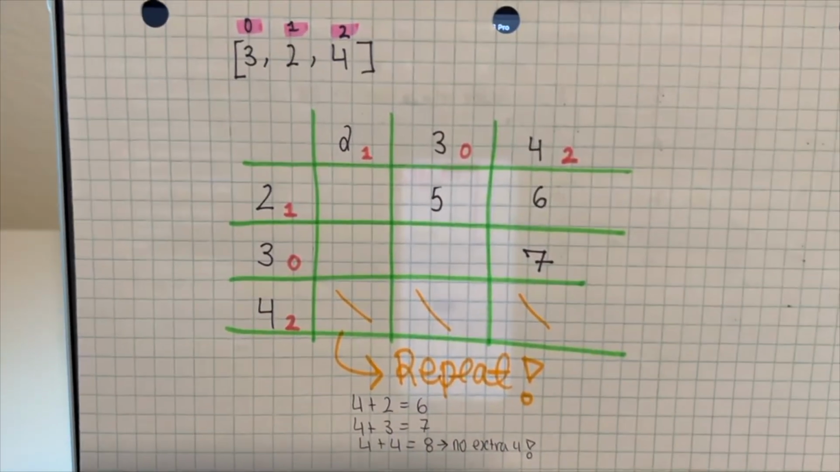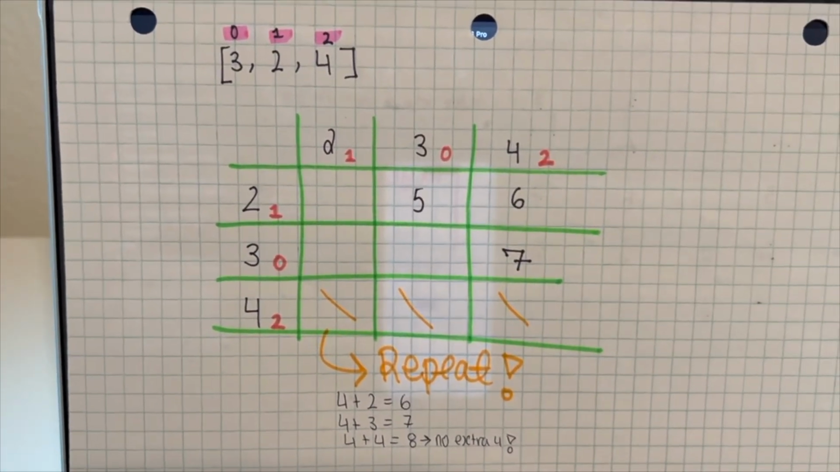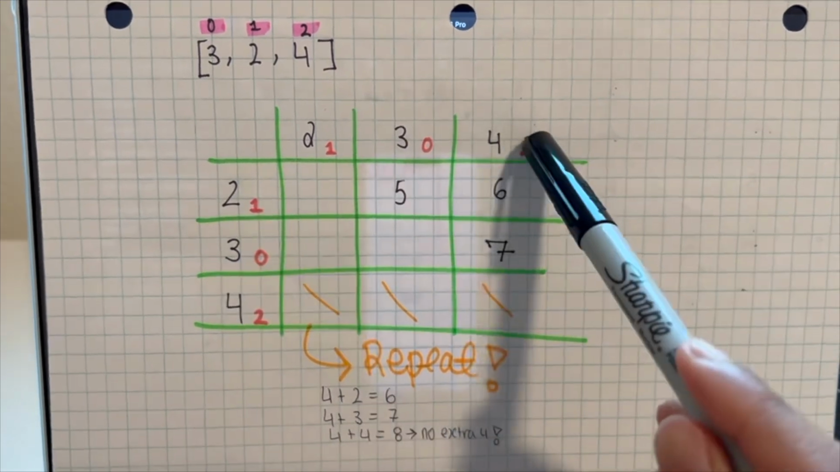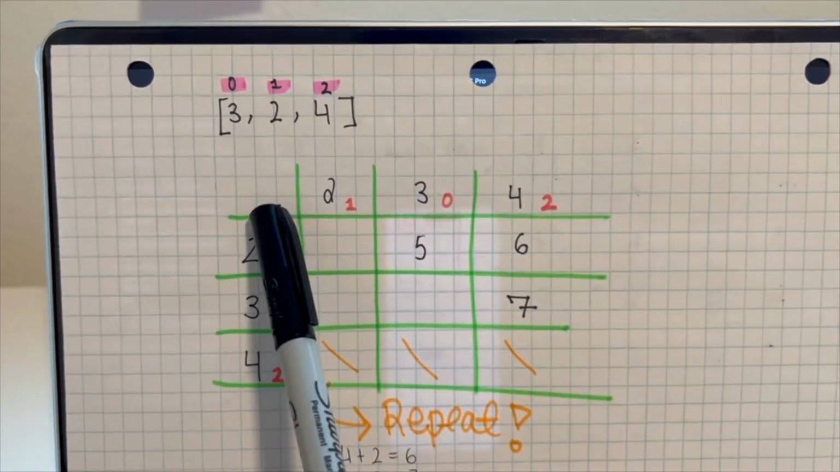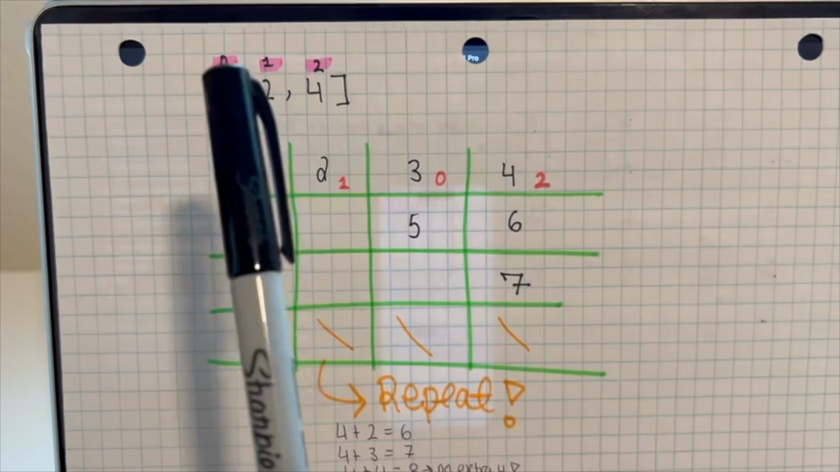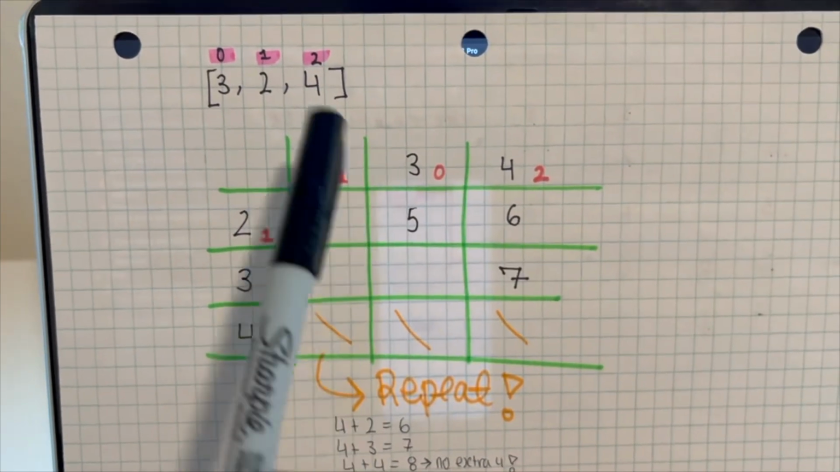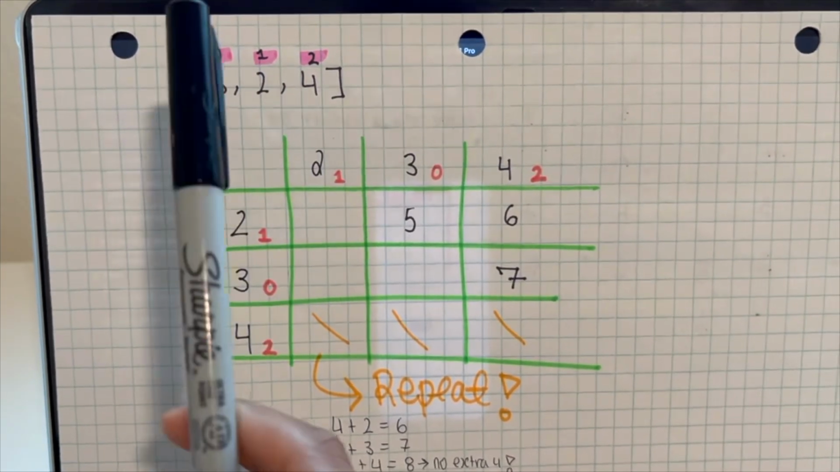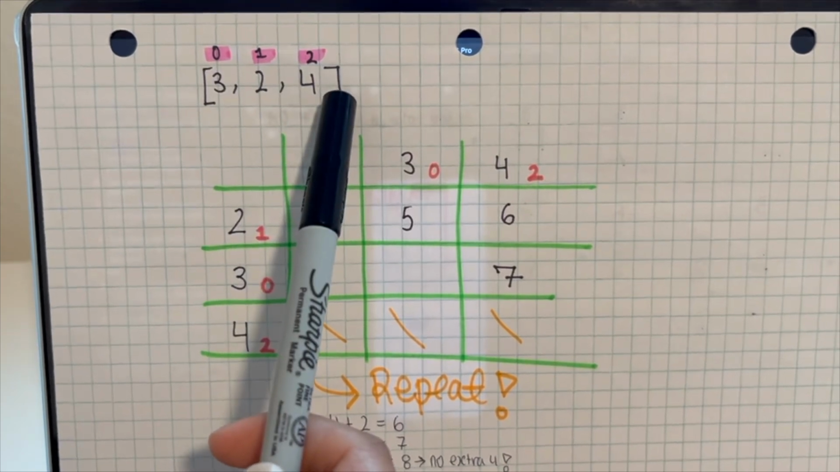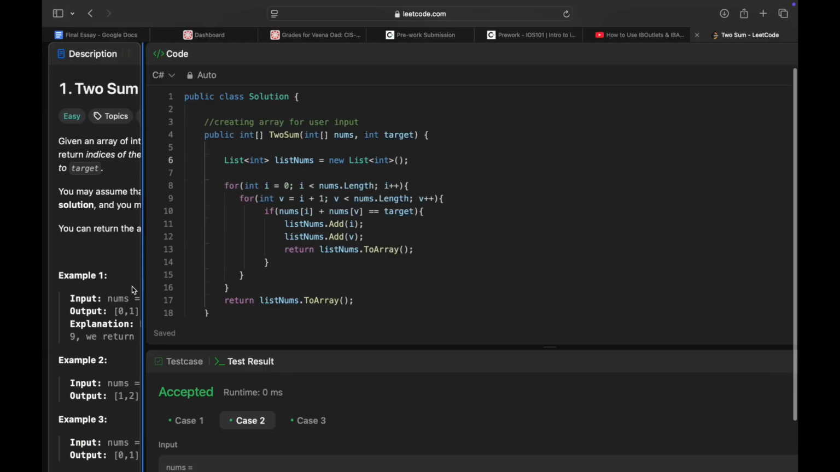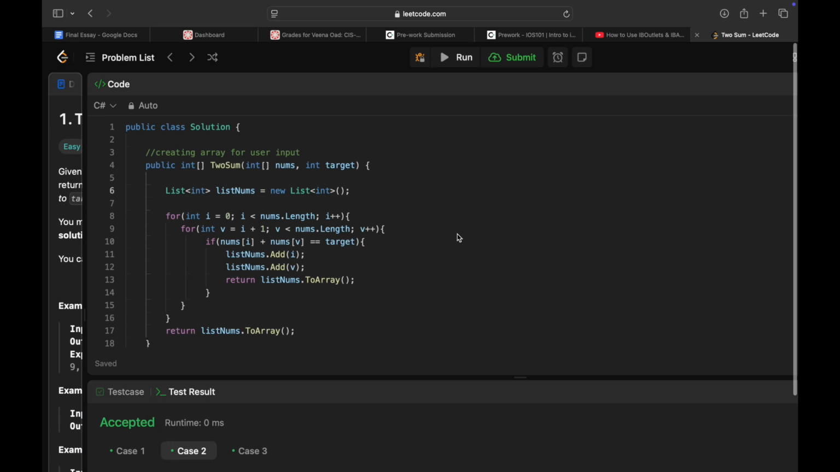Therefore, we can conclude that there are only 2 numbers that add up to 6, which are 2 and 4. And when we go back to our chart, our indexes are very important, because 2 and 4 have indexes of 1 and 2. It's not too difficult, I think. It's pretty easy to understand. So here again, our method is fetching that array of numbers and the target.